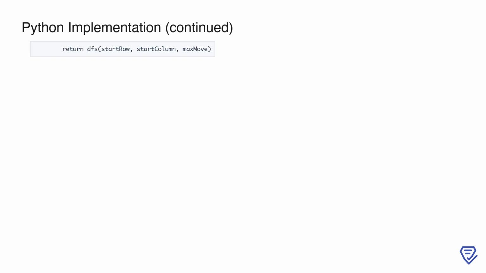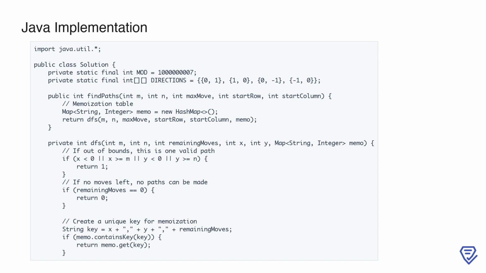The result of this recursive search is returned as the total number of valid paths that lead out of the grid. By combining memoization with recursion, this implementation efficiently handles the problem's constraints, even for larger grid sizes and move limits. Here, we start by importing essential Java utilities and defining the main structure of our solution.